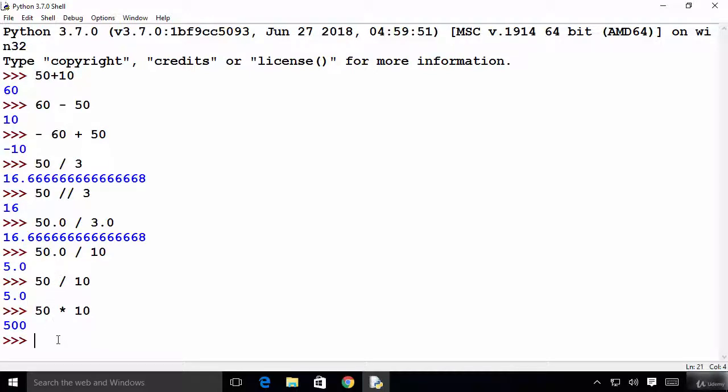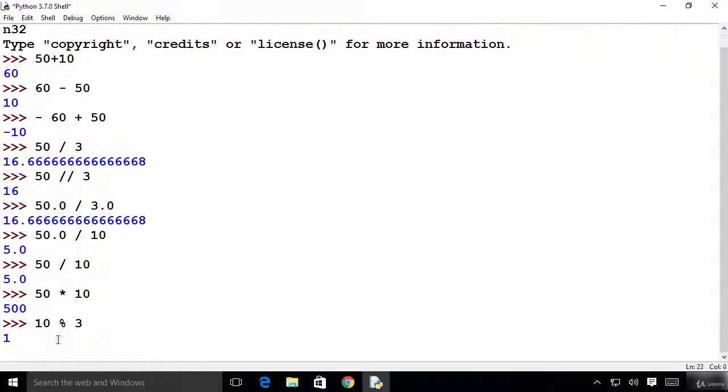Now let's try some modulo operations. For example, I'm going to just write 10 modulus 3 here. What it's going to give us is the remainder of the division of these two values.